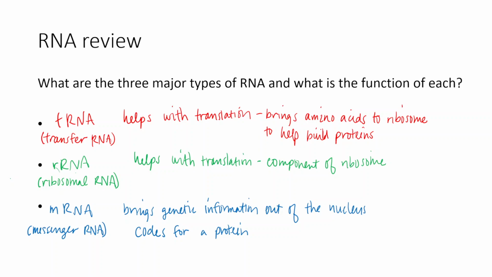So all of them have to get transcribed, right? When you start out, everything is coded by DNA in your nucleus. So for the DNA to turn into any of these three types of RNA, they all have to get transcribed by RNA polymerase. Any other questions?